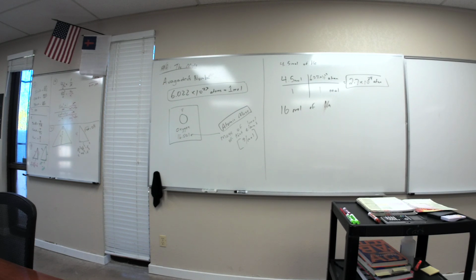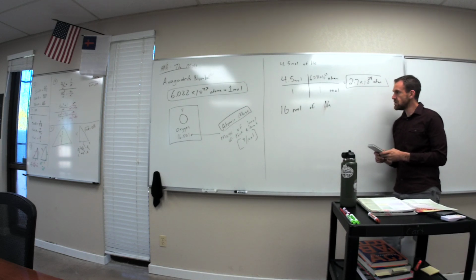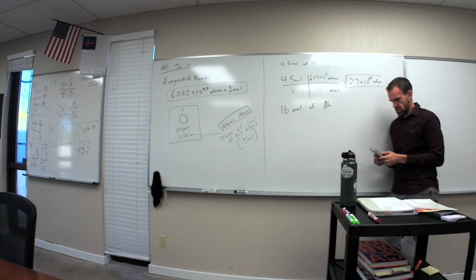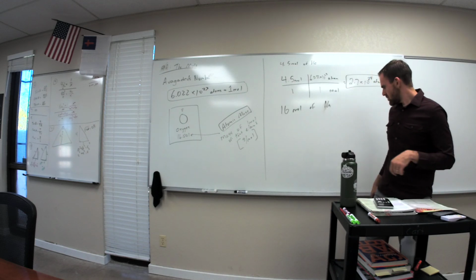So to get that times 10 to the, you use a little e button. Times 10 to the 23rd. And you're multiplying that by 4.5. All right, the answer is 9.6 times 10 to the 24th.